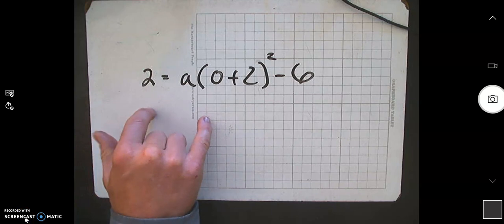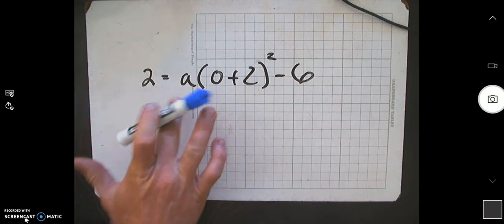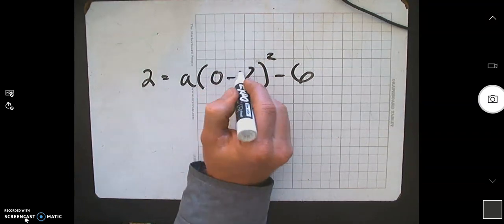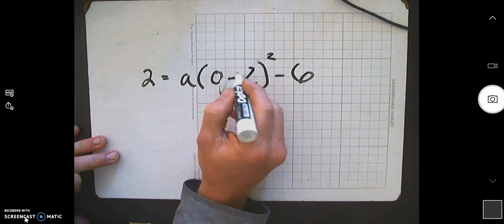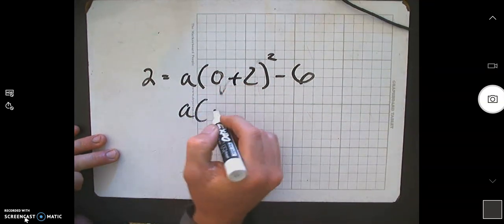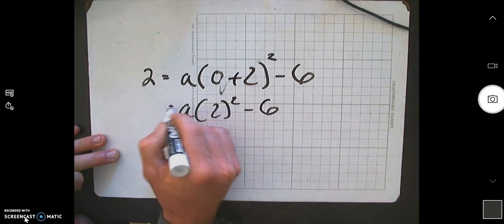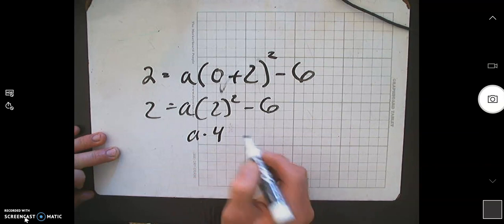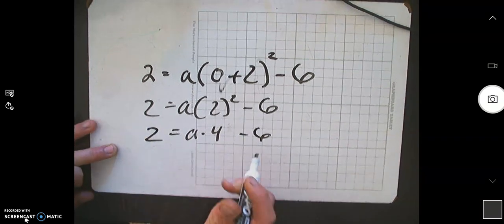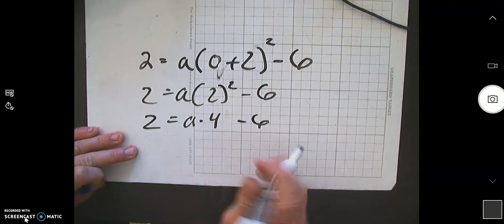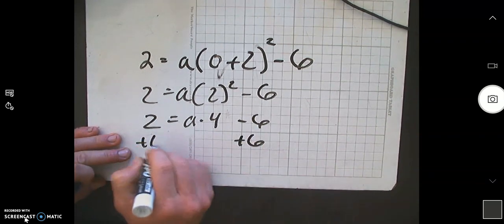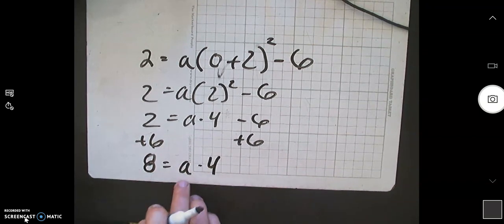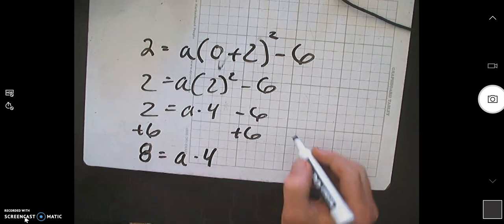Okay, so I wrote the problem on my whiteboard over here. So I'm going to go and solve for a now. So 0 plus 2 is 2. This is 0 minus -2, but that double negative turns to a positive. So a times 2 squared minus 6 equal to 2. 2 squared is 4. So a times 4 minus 6 is equal to 2. To solve for a, we have to move the subtraction first. So add 6, add 6. 8 is equal to a times 4. So what's our a? It's 2. 2 times 4 equals 8.